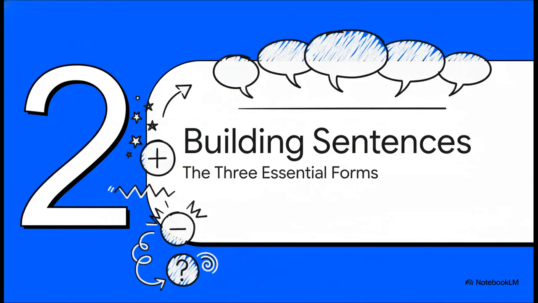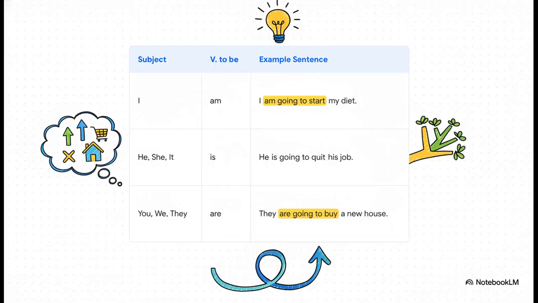Okay, so now that we have the blueprint, let's actually put it to work. We're going to see how to build the three essential types of sentences, the positive ones, the negative ones, and of course, questions. Let's kick things off with the positive statements. The absolute key here is making sure the verb to be matches up with the subject. See how it changes? It's I am, he is, and they are. Getting that little detail right is going to make your English sound so much more polished.